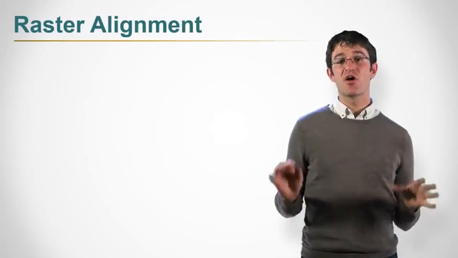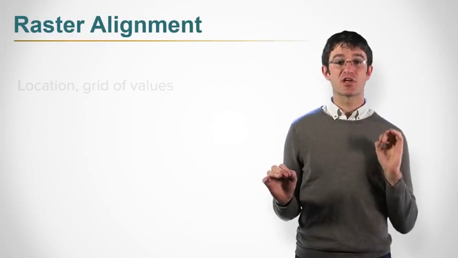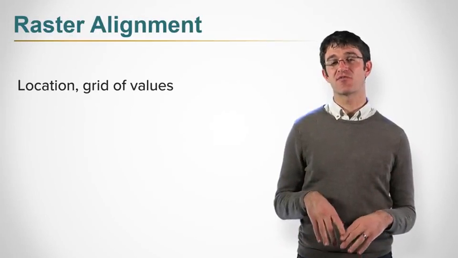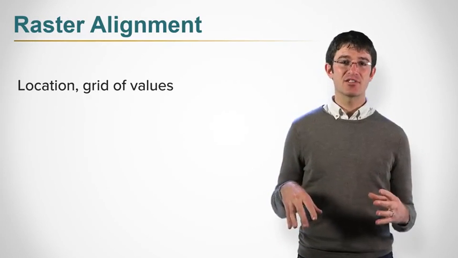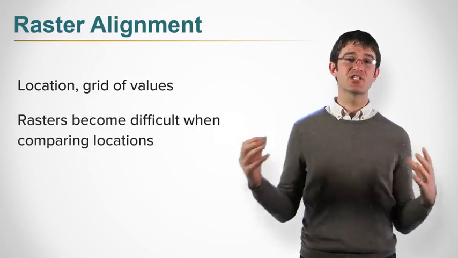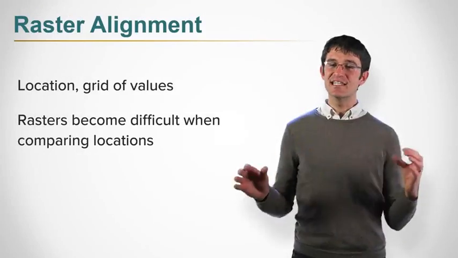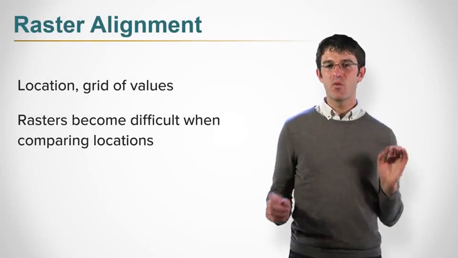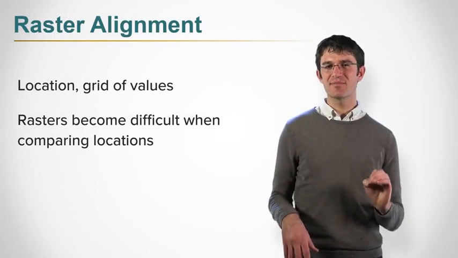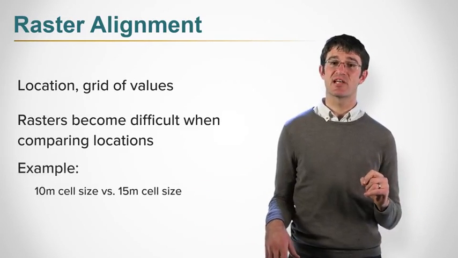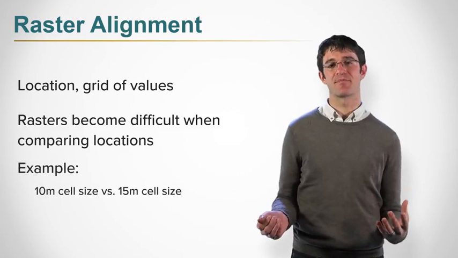Okay, so a raster represents a location with a grid of values, and these values represent a generalized bit of information for an entire cell. Where rasters start to get difficult is when we start trying to understand their locations in relation to each other. It's easy when two rasters align completely, cell for cell. But what happens if two rasters are slightly misaligned, when one has 10 meter cells and the other has 15 meter cells, and we want to compare the values between them?